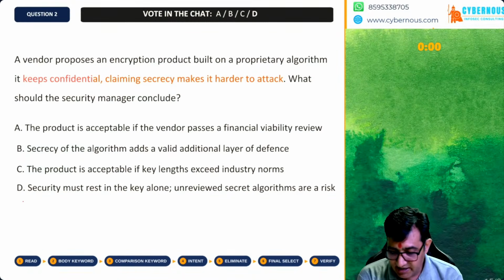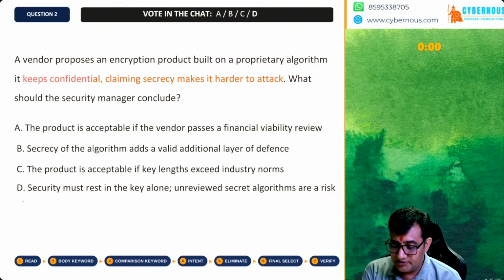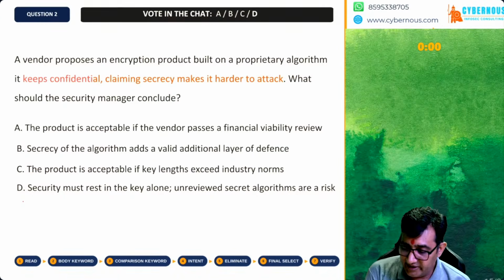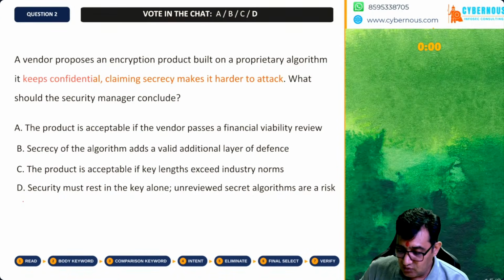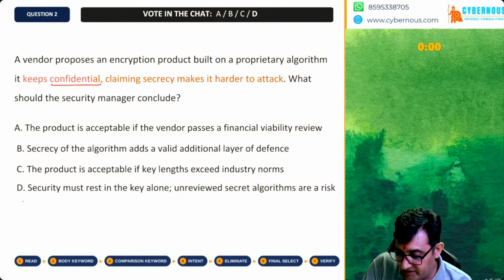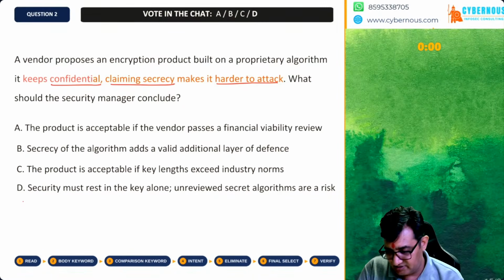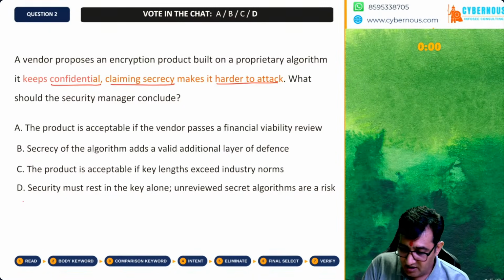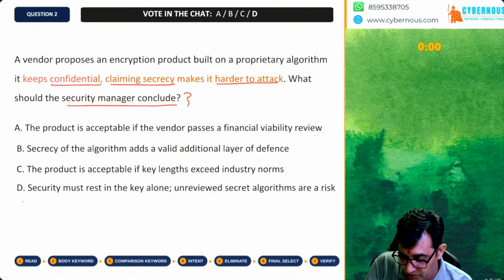It says a vendor proposes an encryption product built on a proprietary algorithm it keeps confidential. Okay, so it maintains confidentiality. Claiming secrecy makes it harder to attack. That means perfect confidentiality encryption. What should the security manager conclude? Okay, this is more on your decision making.